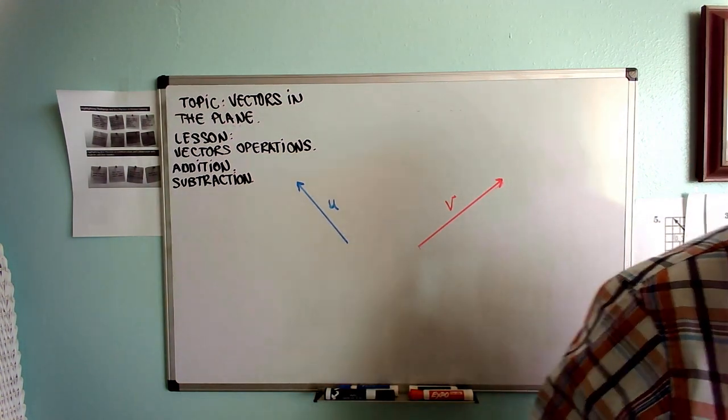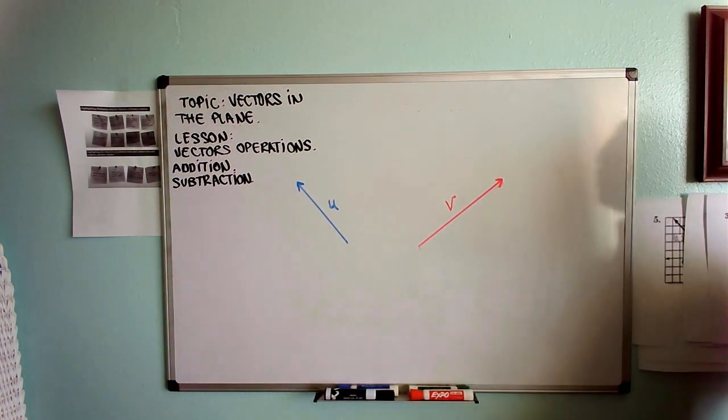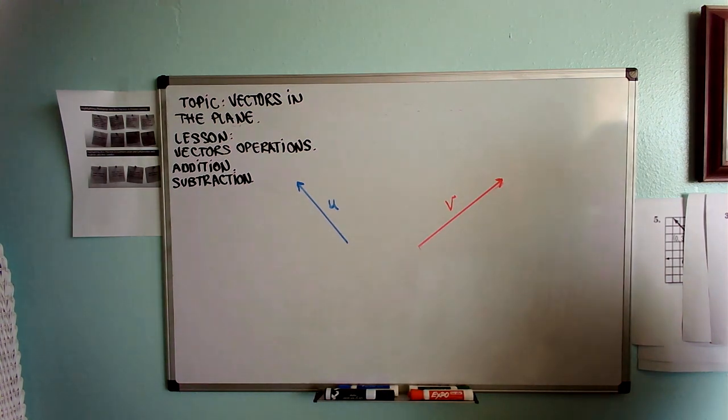In this video, we are going to see how we can add and subtract vectors graphically by using the parallelogram and the head-to-tail method, and algebraically. This is a first video about vector operations. We are going to have another one, but in the first one, we are going to concentrate on the addition and the subtraction of two vectors.